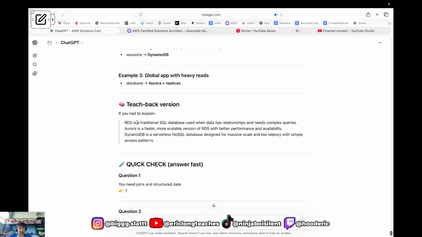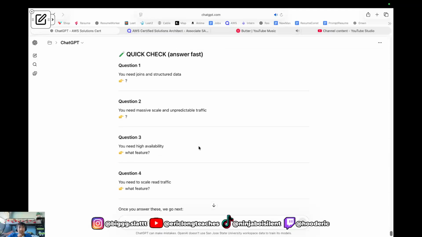Teach back. RDS is a traditional SQL database where data has relationships and needs complex queries. Aurora is a much faster, more scalable version of RDS with better performance and availability. DynamoDB is a serverless NoSQL database designed for massive scale and low latency with simple access patterns.